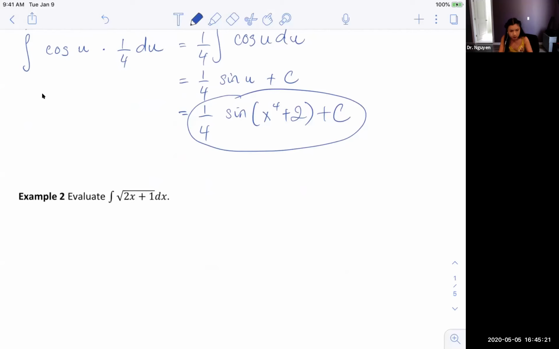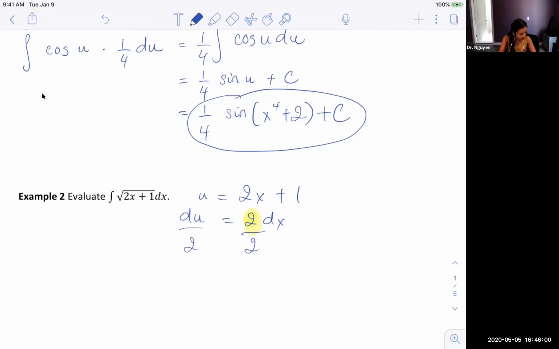In example 2, when I look at the problem, I go straight and say, okay, u is going to be 2x plus 1. Therefore, du is going to be 2 dx. Now that's the problem, because in the original problem, I only have dx. And now I have that 2 right there. That's 2 dx, okay? So how do I change it? I'm going to have to divide by 2, right? Divide by 2.